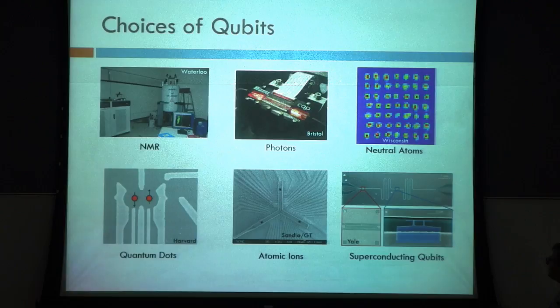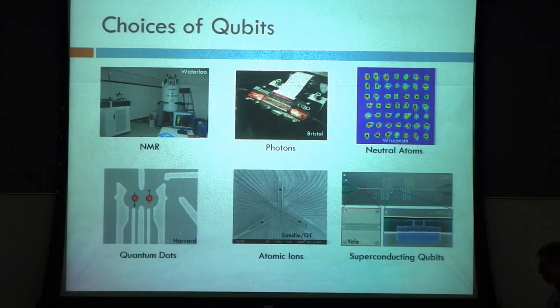I would say at the moment, the two leading contenders are superconductors and atomic ions. But if you saw the announcement from Microsoft yesterday about quantum computing, there's hope for these future Majorana pieces. But there's great work in photons, neutral atoms, and quantum dots.